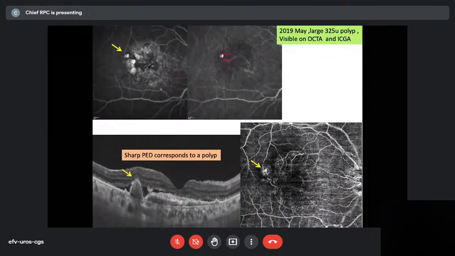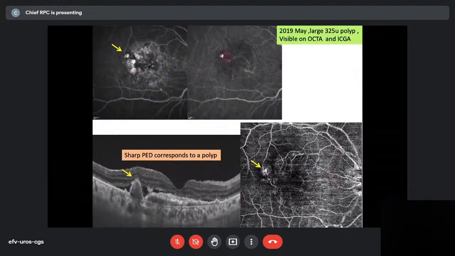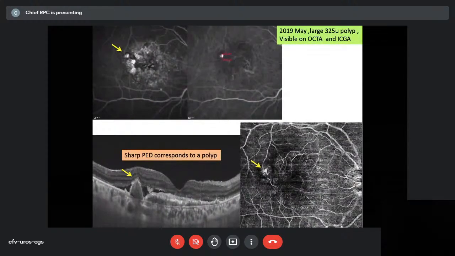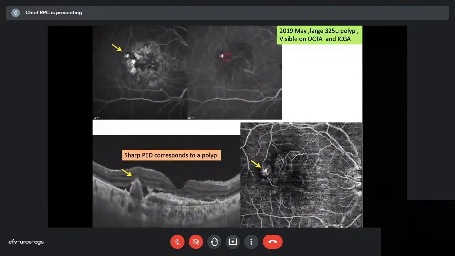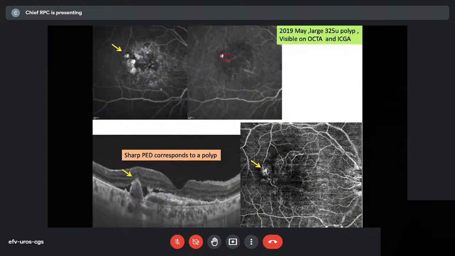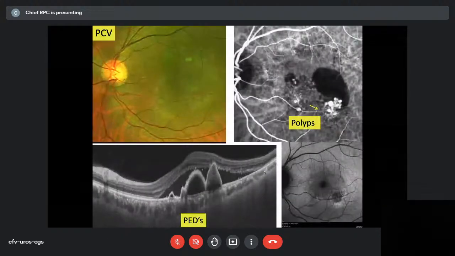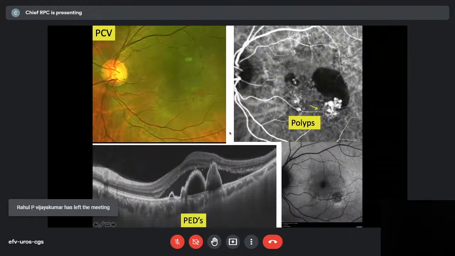In between, you may need to do an ICG after 3 to 4 months. Because if you see polyps, that means very active PCV, and with such an active PCV, you need to inject, because they may burst. They have terminal endings of the choroidal vessels and they burst, and the patient comes with a submacular bleed. And the other day we saw a myopic CNV with a massive bleed. So patients with all these choroidal membranes tend to bleed.